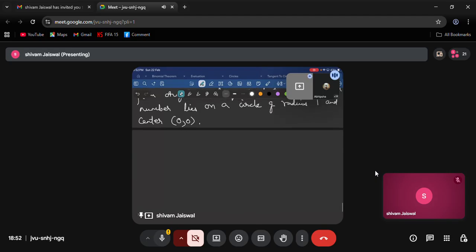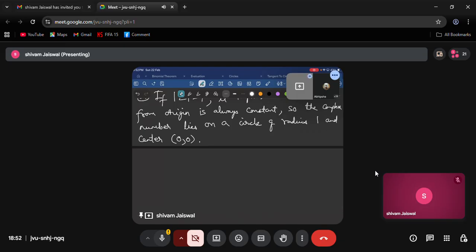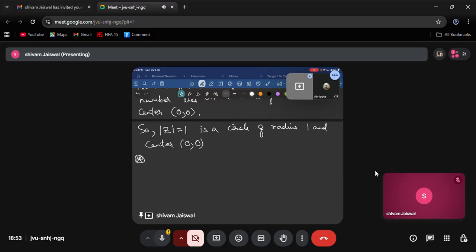Okay. So everyone, wherever you see mod z is equal to 1, always think about the unit circle. Mod z is equal to 1 is a circle of radius 1 and center 0, 0. Wherever you see mod z is equal to 1. Okay, next, argument of z.